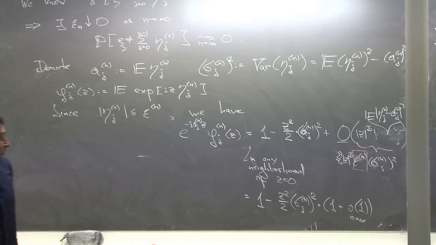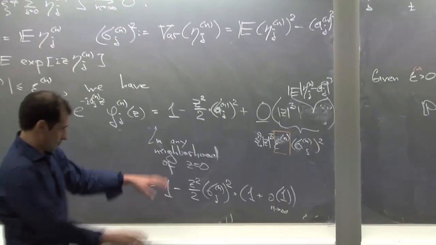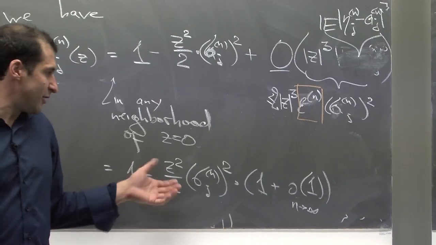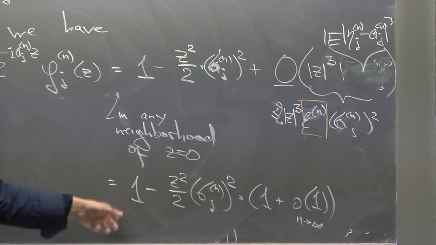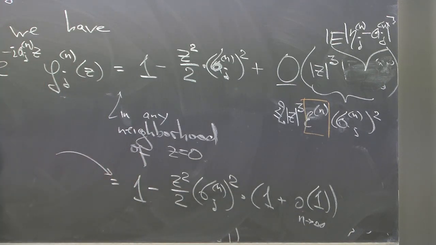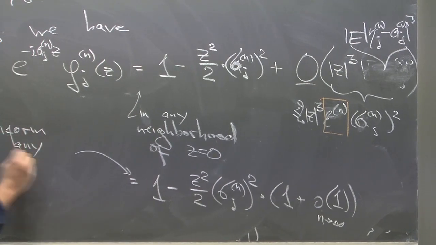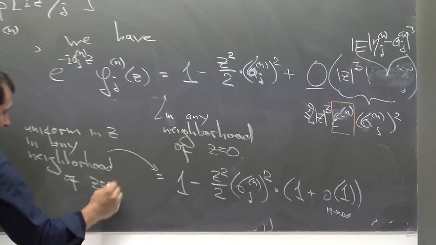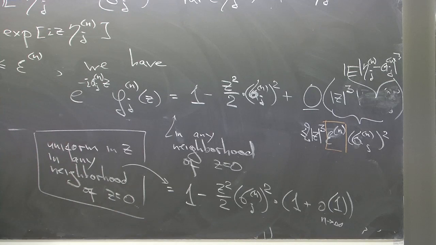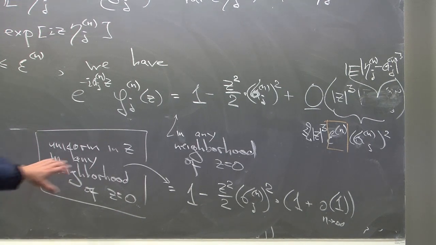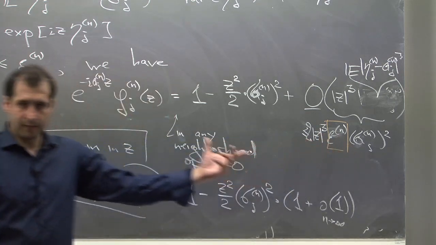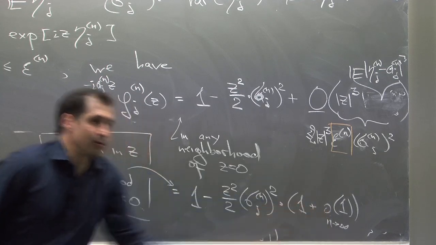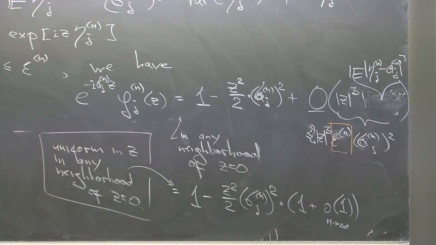There might be a question from here. Let us discuss this briefly and then stop until next week. So where is z and where is n here? What I'm saying is that we have such an expansion, which is uniform in z in any neighborhood of the origin. So I have a control of the remainder, which is universal. It was z cube here, but if I'm in a given neighborhood, then this is just another constant here.